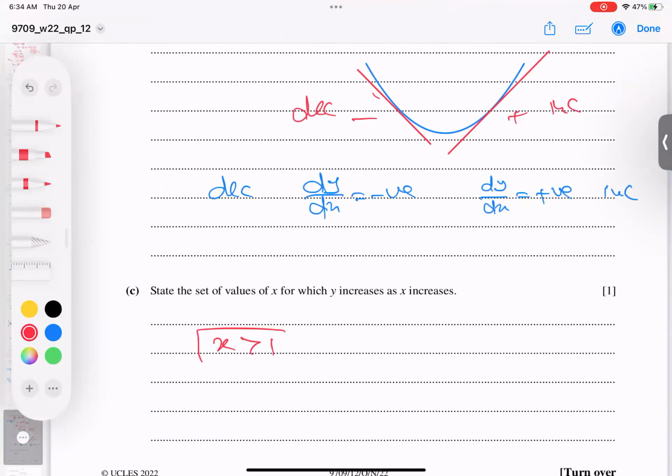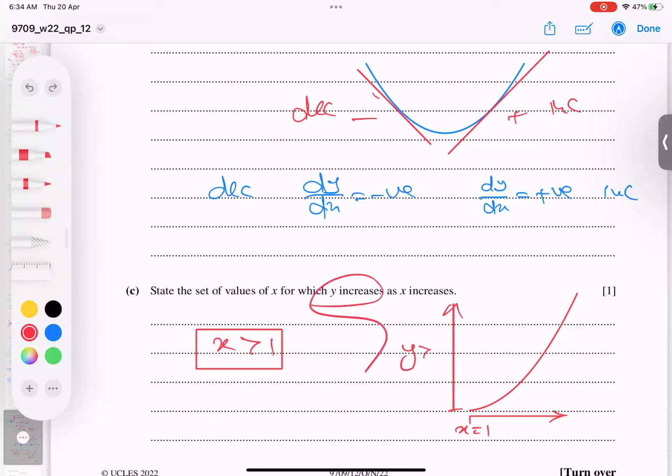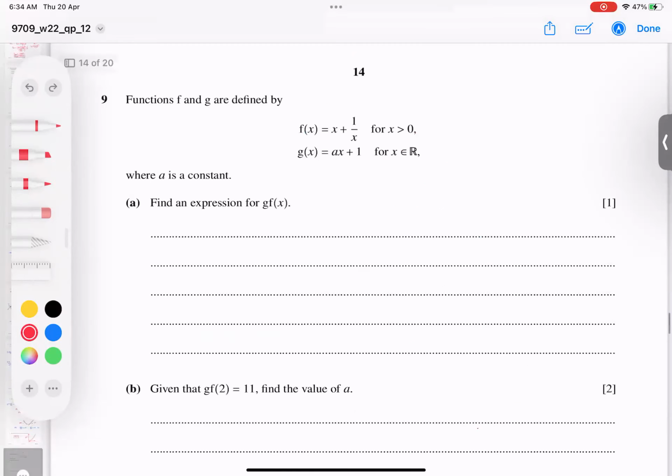So after 1, I think you got the idea, because the curve was going this way at x equal to 1. After that, if I go this way, the y value goes from here upward. So the y value is bigger than 0, increasing. Not 0, I can say, but it's bigger. I hope you got it. It is called increasing. So for which y increases as x increases. So I think the point is clear.